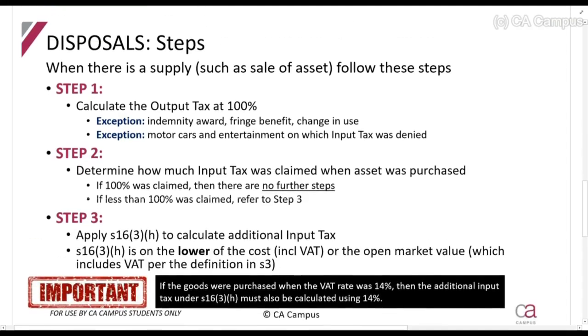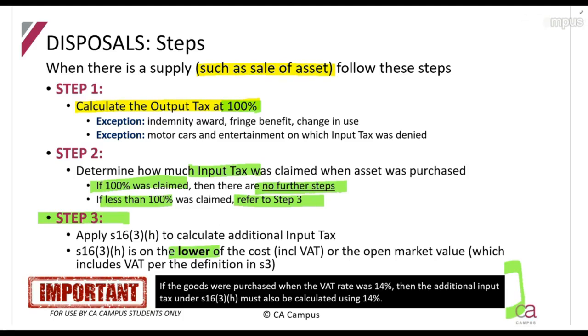So guys, these are the steps that we will follow, and you'll see this in your lecture example. Step 1. So this is now I'm selling an asset. Calculate the output tax at 100%. Again guys, remember at 100%. Step 2, how much input tax was claimed? If you originally claimed everything, then there's no further steps. But if you claim less than 100%, go to step 3. Step 3 then says, calculate it on the lower of the cost or the open market value. And remember, I just make a comment here, if you previously claimed input VAT at 14%, you can still only claim it at 14%.